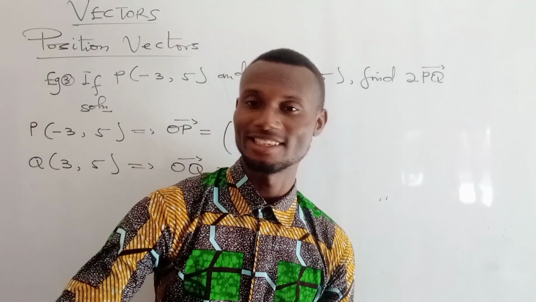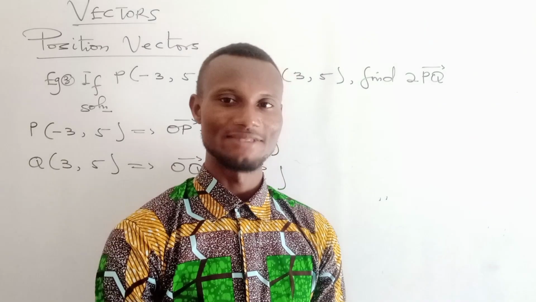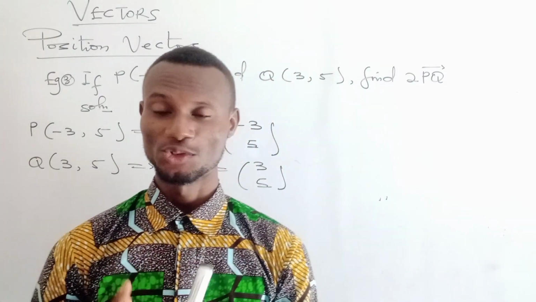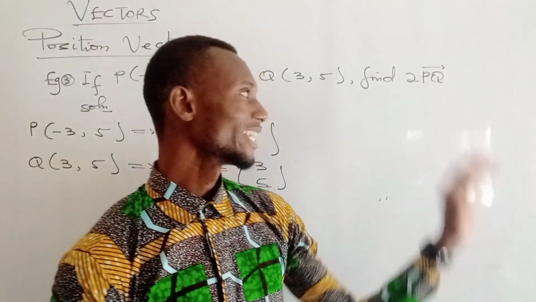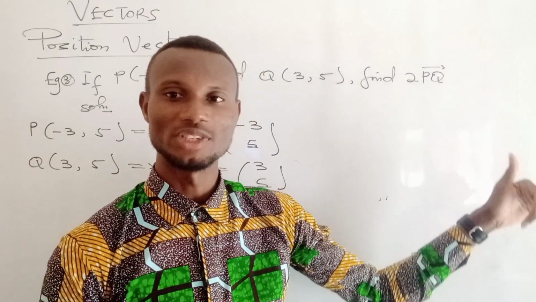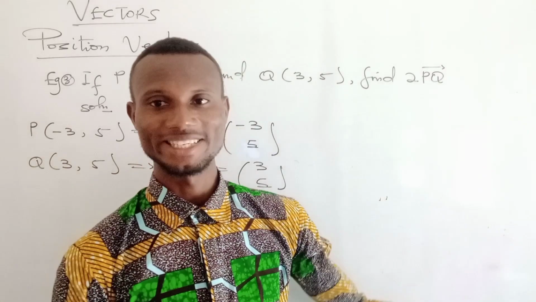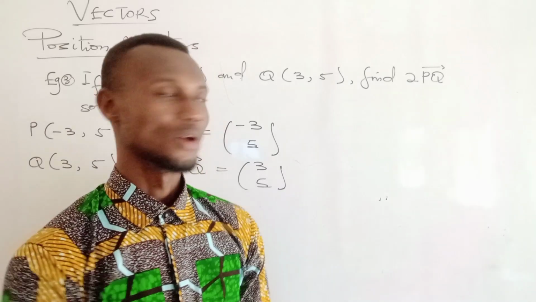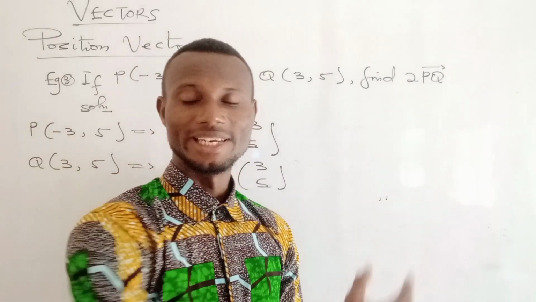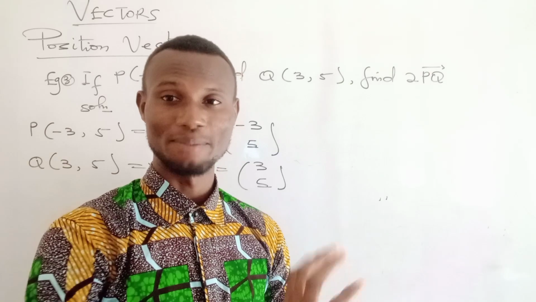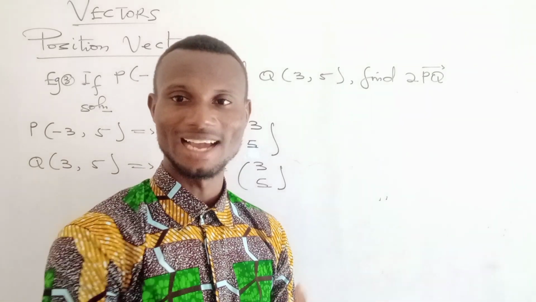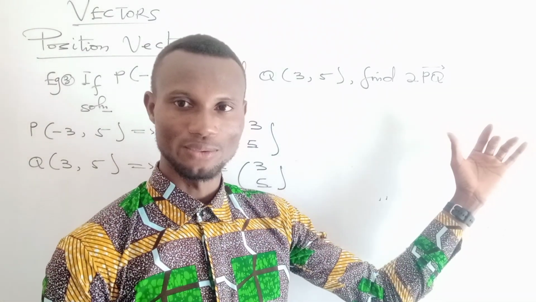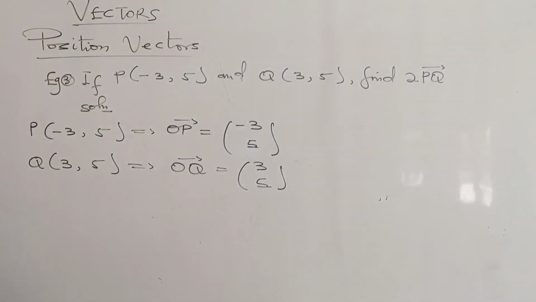Okay, and the question is asking us to find 2 times the vector PQ. Now I don't want you to get confused, so we are going to break it down. Let's find the vector PQ first, then we'll proceed and find 2 times the vector PQ. I hope you agree with me. After we've gotten the answer for the vector PQ, we are going to multiply that answer by 2, and that is going to give us 2 times the vector PQ. So let's start by finding vector PQ.